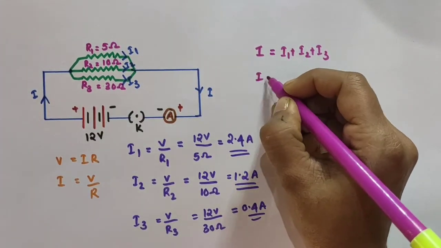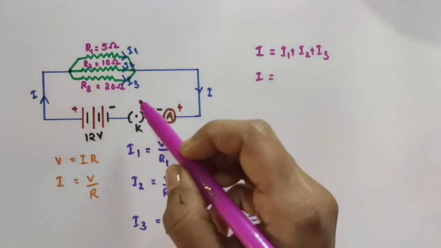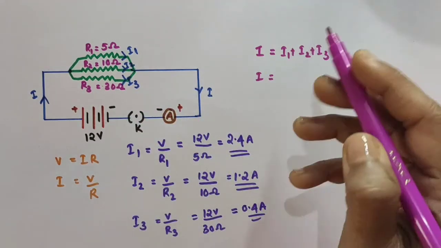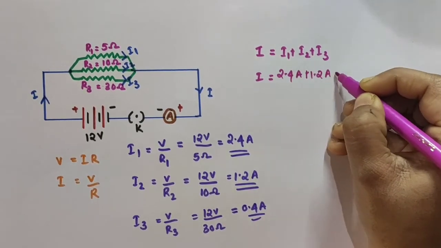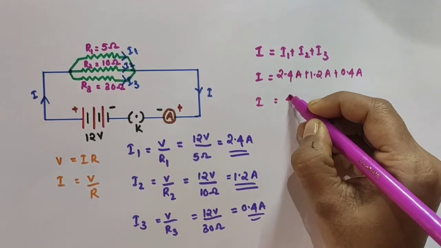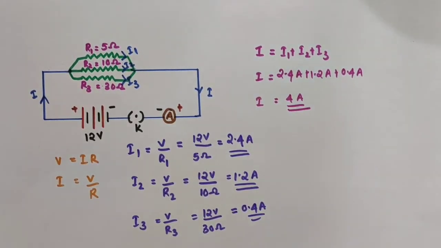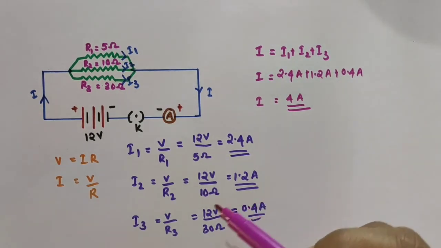So total current in the circuit will be equal to I1 plus I2 plus I3. That is 2.4 ampere plus I2 is 1.2 ampere and I3 is 0.4 ampere. So while you are adding this, you will get 4 amperes. Okay, so the total current in the circuit is 4 ampere. Now, I just want to find out the effective resistance or the total circuit resistance. How can we find out the total circuit resistance? We have the formula now.